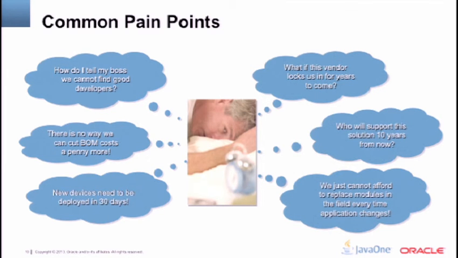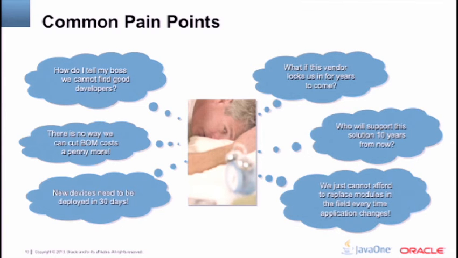Some of the common things we hear is, how do I tell my boss that we can't find good developers? It's so difficult to ramp up a team of embedded developers to fit your needs today, and that's become a very common pain point. BOM costs, the bill of materials cost, is one of the key considerations, of course. You don't want to spend too much money. You already spend enough on your hardware. Software always becomes the key problem when you're trying to put in more. So that's one of the key areas where people are worried.